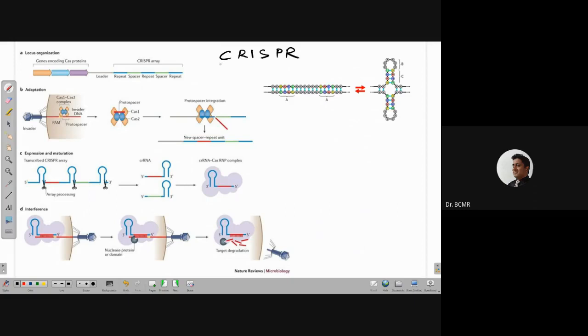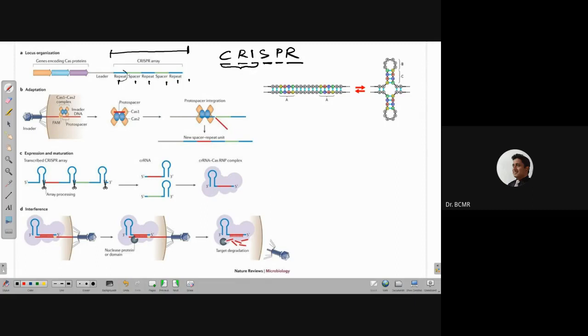CRISPR: clustered, regularly interspersed, short palindromic repeats. Okay. This is a cluster, right? From here to here, you see a cluster. Regularly interspersed: you can see that there is a repeat, a spacer, repeat, a spacer, repeat, and a spacer. That is the meaning of clustered, regularly interspersed, short palindromic repeats.